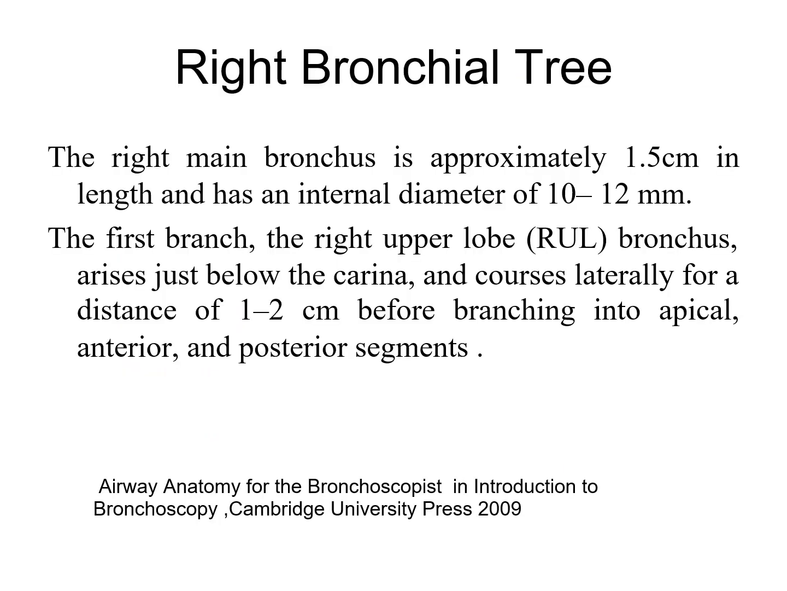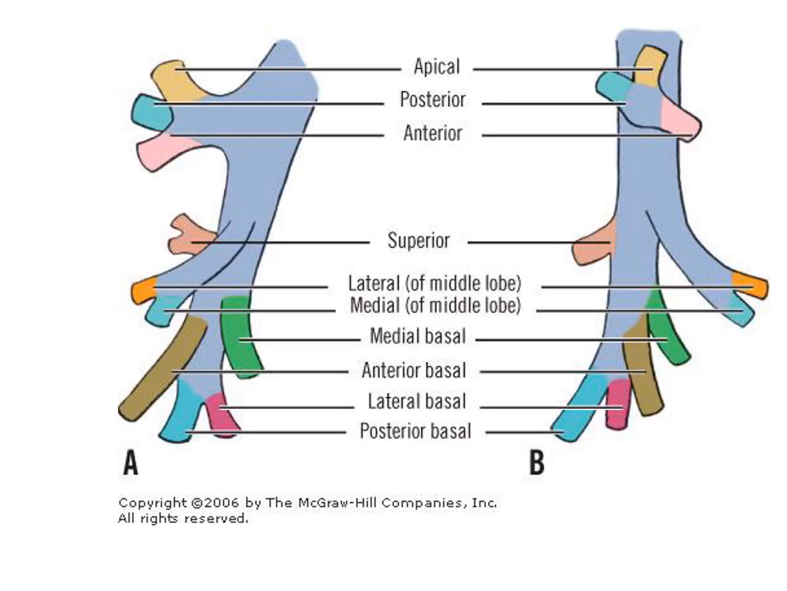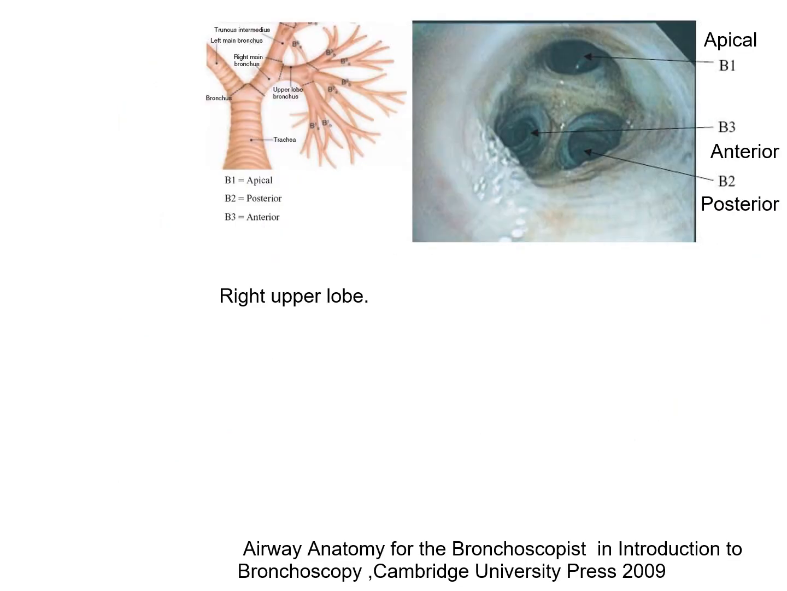Right bronchial tree. The right main bronchus is approximately 1.5 cm in length and has an internal diameter of 10 to 12 mm. The first branch, the right upper lobe, RUL, bronchus, arises just below the carina, and courses laterally for a distance of 1 to 2 cm before branching into apical, anterior, and posterior segments. Right upper lobe usually branches into the apical, anterior, and posterior segmental bronchi. Apical. Posterior. Right upper lobe.